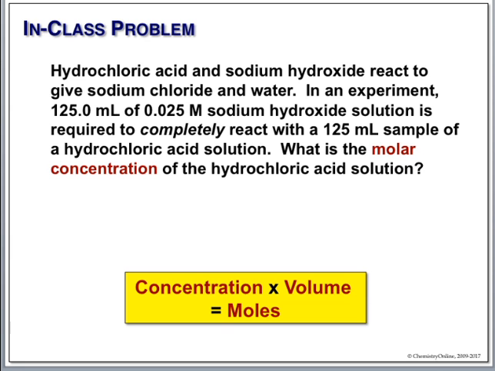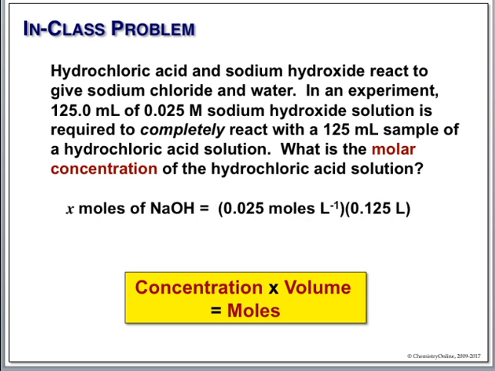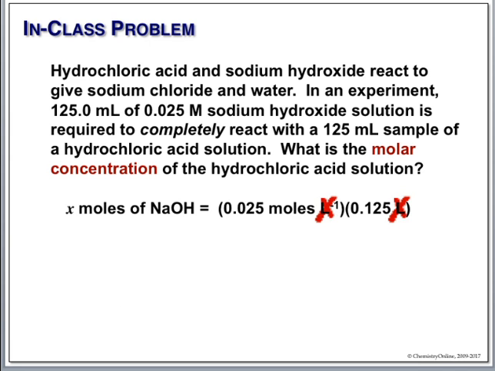So here we have a concentration and a volume in liters, and this is going to give us moles of base. Concentration times volume equals moles. Here our liters cancel. We're only left with moles as our answer. And that's about 3 times 10 to the minus 3 moles. So that's how many moles of sodium hydroxide we have.